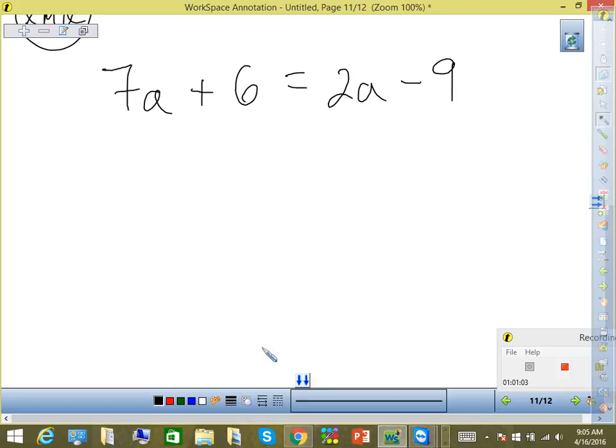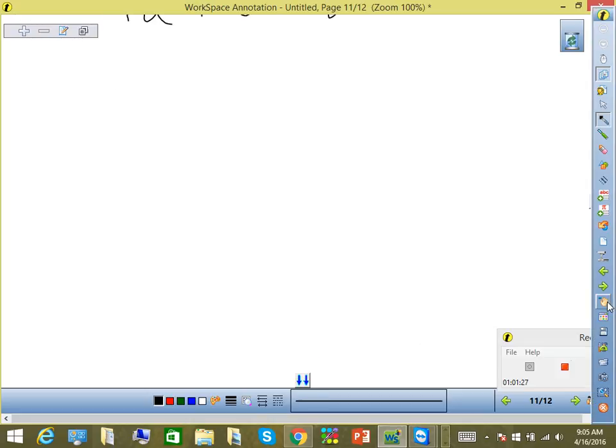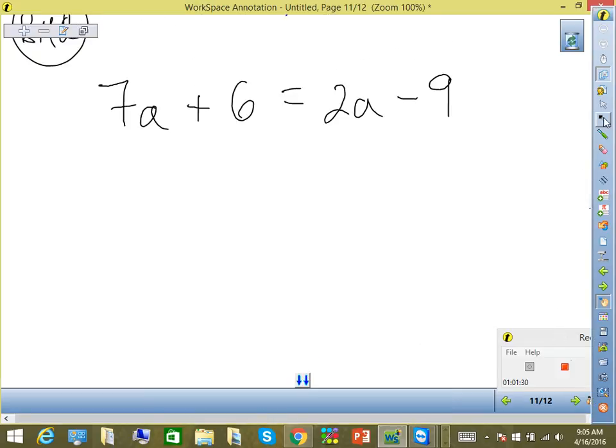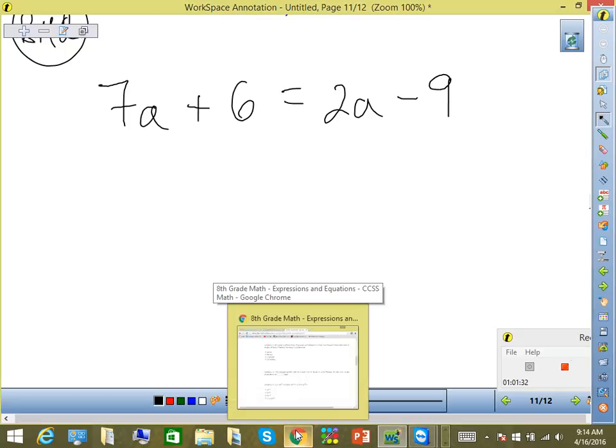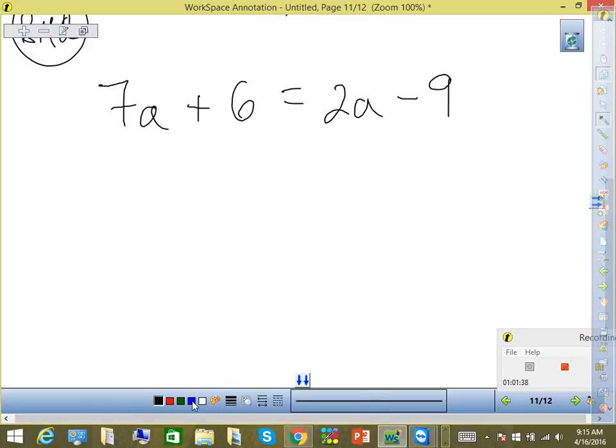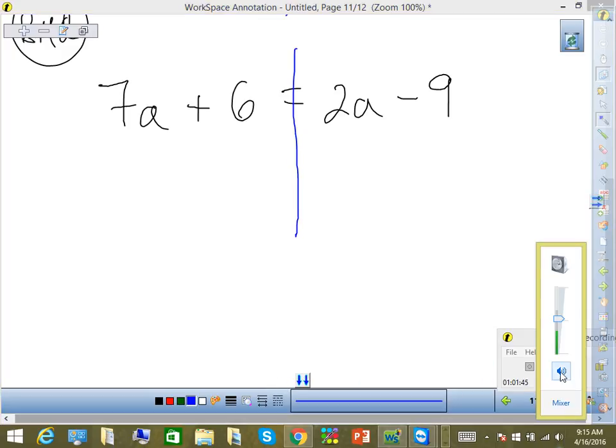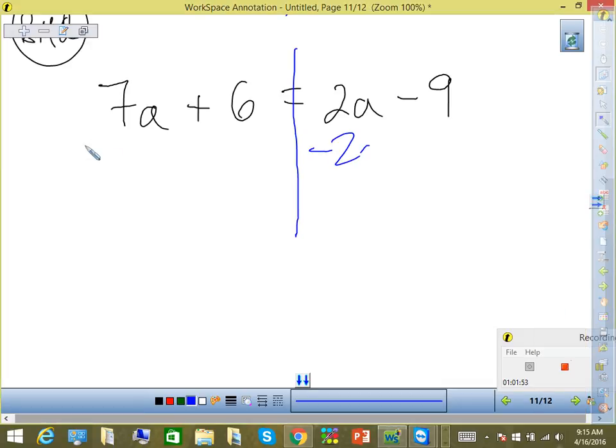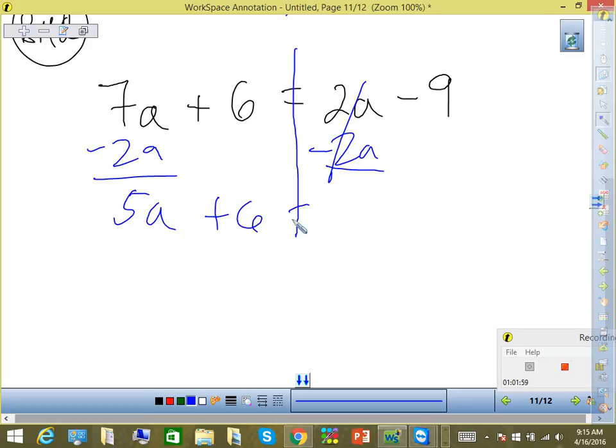All right, let's see. By what I hear, we're already done, right? Okay, give me the first step. Bella, what would be our first step? Say that again. Negative 2a, negative 2a. We're left with 5a plus 6 equals negative 9. Pass it to someone, Bella.